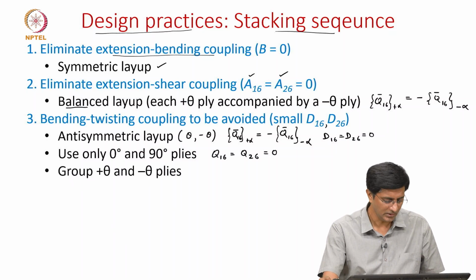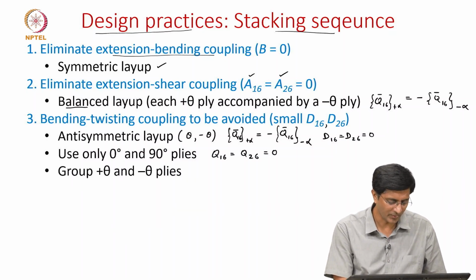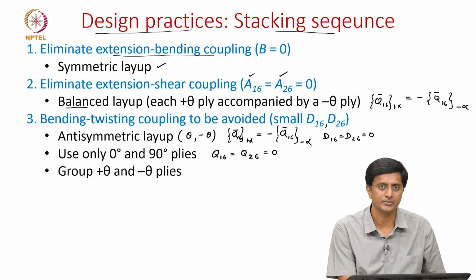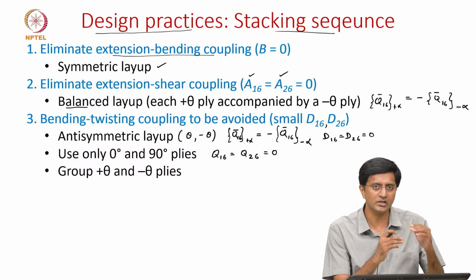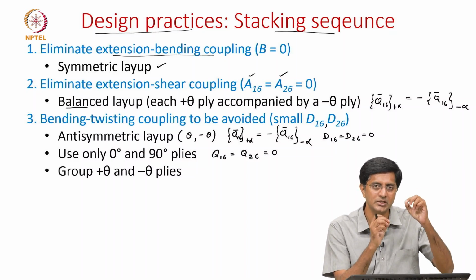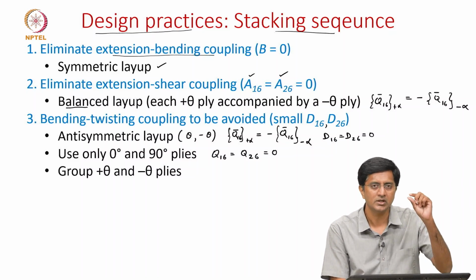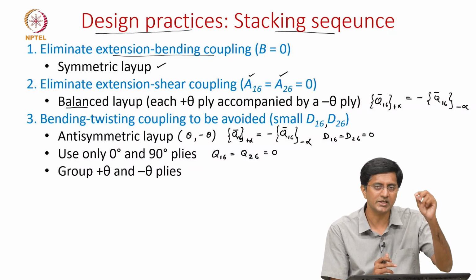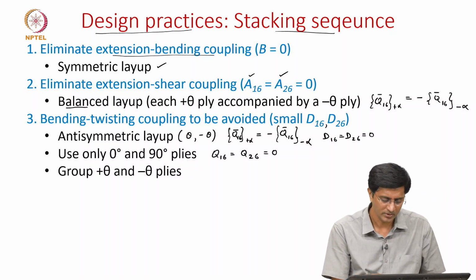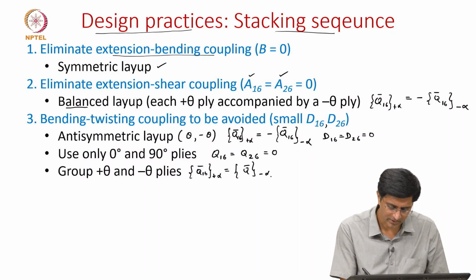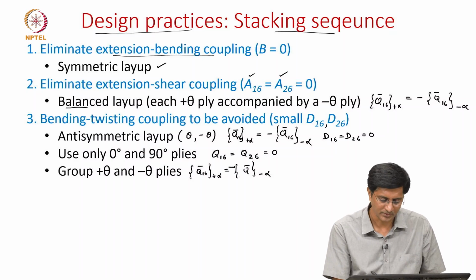There is one more way, where we group the plus and minus. Mind you, this is slightly different from the antisymmetric layer. In the antisymmetric layer, we are saying they are equidistant, this pair is at equal distance from the midplane. But here we are simply saying they are grouped, meaning the minus and plus are sitting next to each other. How does this help? Because again it relates to this value. The Q16 for plus alpha is the same as for minus alpha with a negative sign.